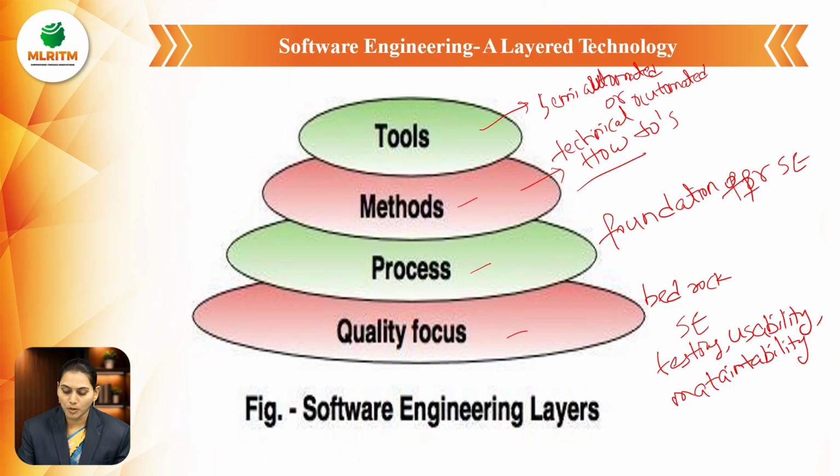So the development process can be divided into four layers: quality focus, process, methods and tools. Quality focus means we can ensure the quality of the project through testing, usability and maintainability. This is the bedrock for software engineering. Process is the foundation for software engineering, with framework activities: communication, planning, modeling, construction and deployment. Methods: all technical how-tos can be answered by these methods. Tools are used to support the methods.